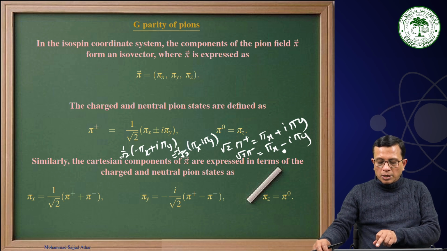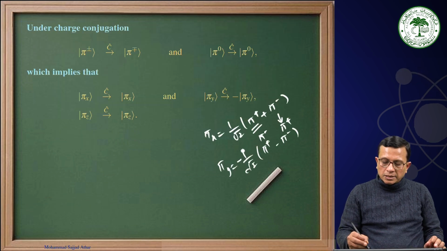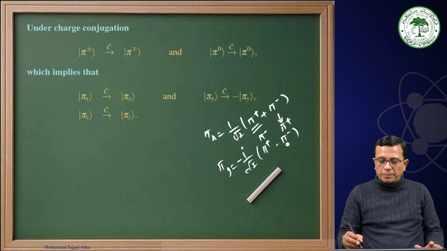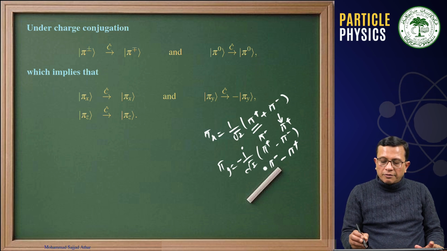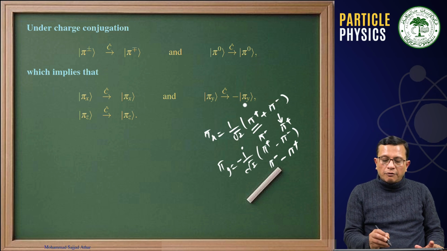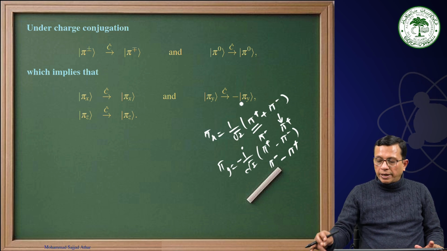Minus 1 by root 2 (pi plus minus pi minus), i by root 2 (pi plus minus pi minus). If I am operating by C, then pi minus will become minus, this will become plus, and when I take the sign out, we will get an overall negative sign. Therefore, pi y is giving us minus pi y, while pi z will remain unchanged. Therefore, under charge conjugation, pi x remains as pi x, pi z remains as pi z, but pi y changes to minus pi y.